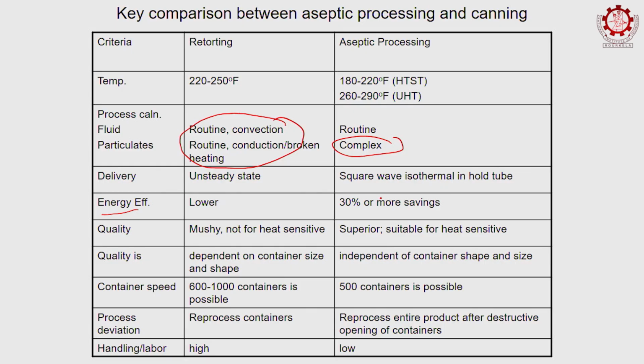Whereas in the case of aseptic processing, that is much more energy efficient. So, that is again one of the attractions for this technology. And then this is another reason why canning is still very popular or commonly used. If you look at the handling and labor, it is relatively high, but people have the canning equipment, whereas in aseptic processing the labor cost is low, but the equipment investment is high. So, you have to make a business decision.